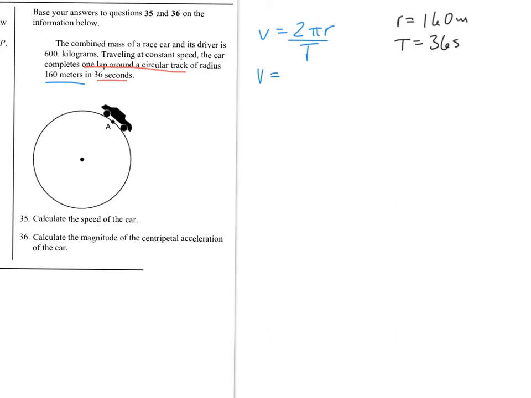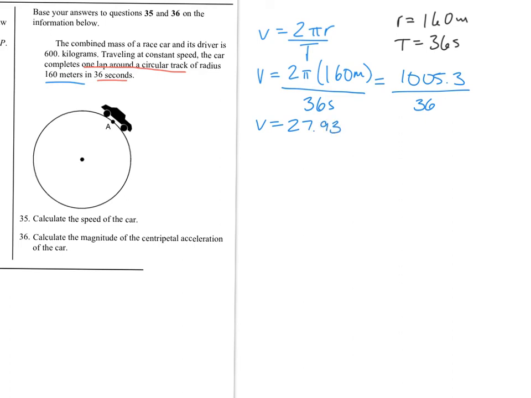So our velocity is equal to 2 pi times 160 meters over the period of 36 seconds. Doing the math, you should get 1005.3 on top over 36. The final answer is then 27.93 meters per second.